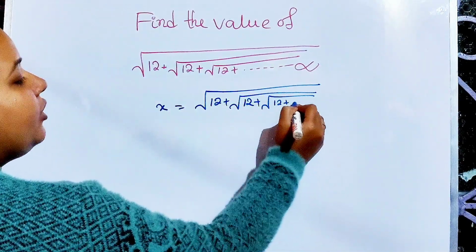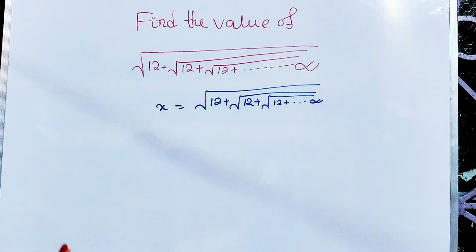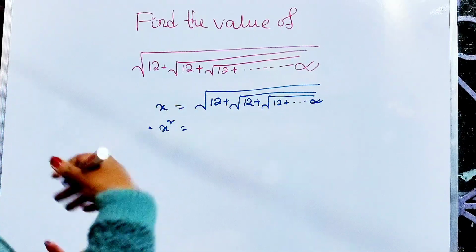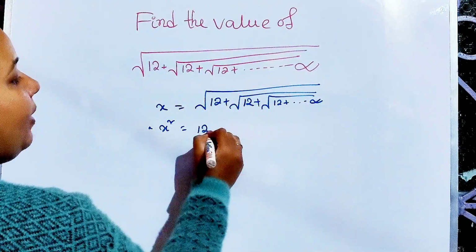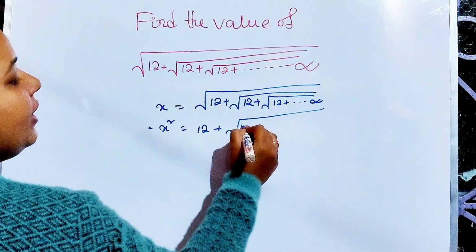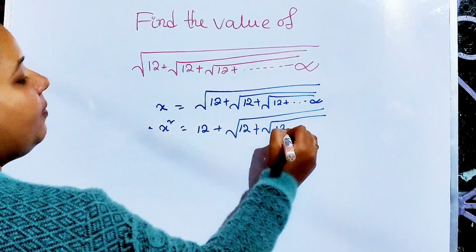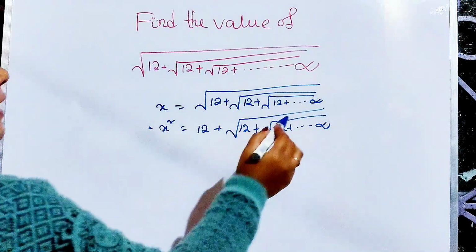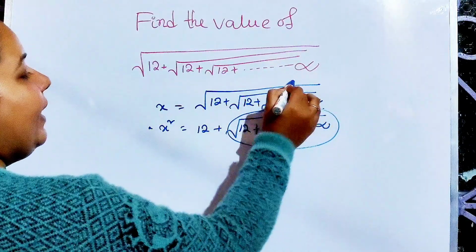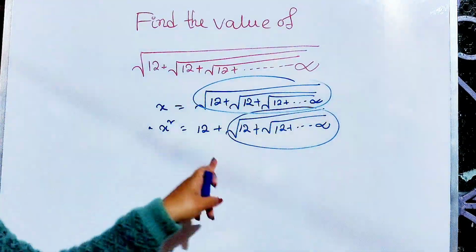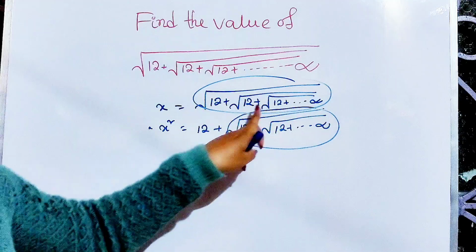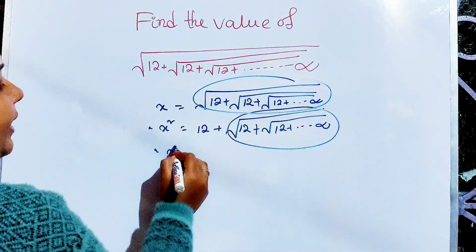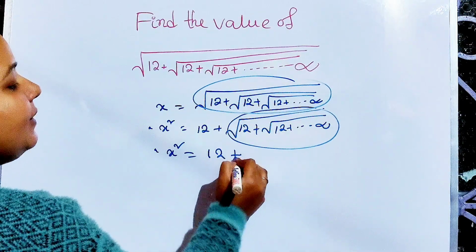Now, if you square both sides, then on the left hand side it will be x square, and on the right hand side the square root will be cancelled and it will be 12 plus root under 12 plus root under 12 plus dot dot dot infinity. If you see the last part, it looks like the first part that we already took as x. So in place of this you can put x. Now again I am writing the equation as x square equals to 12 plus x.